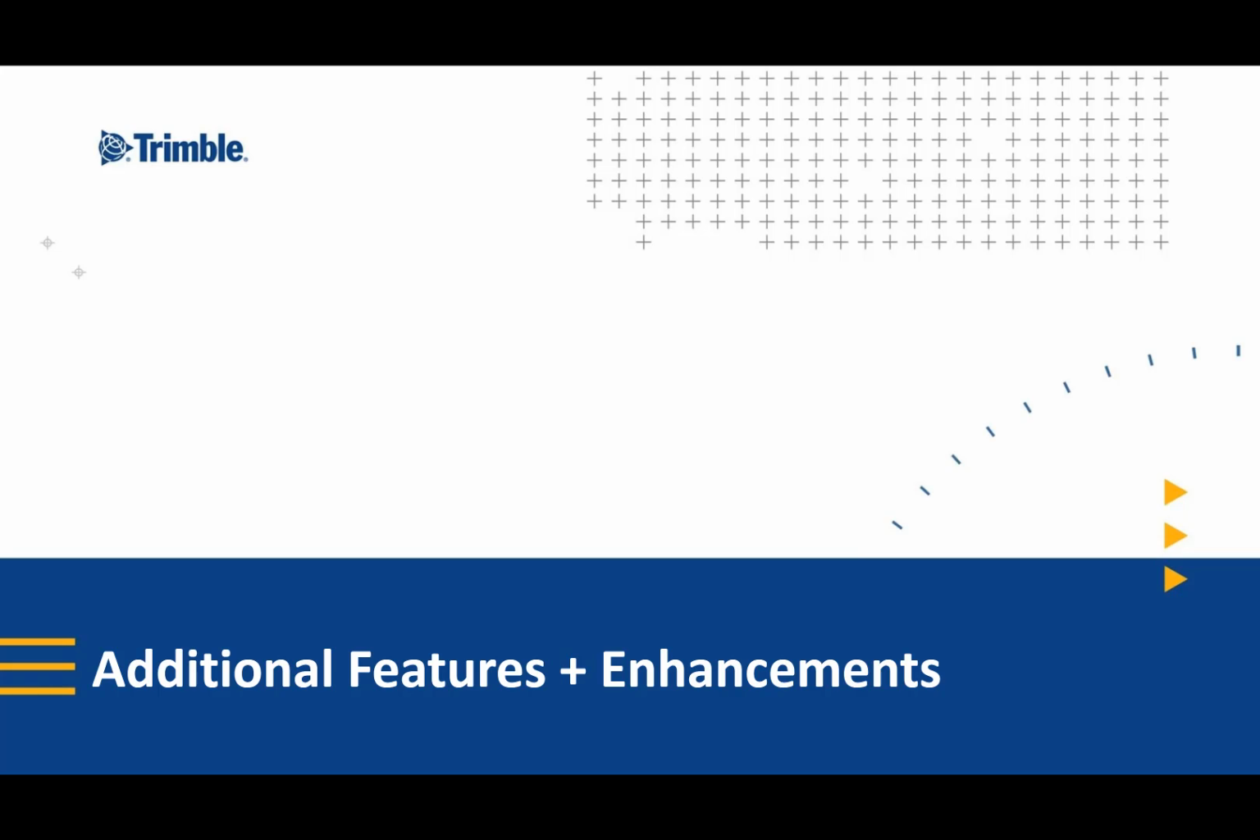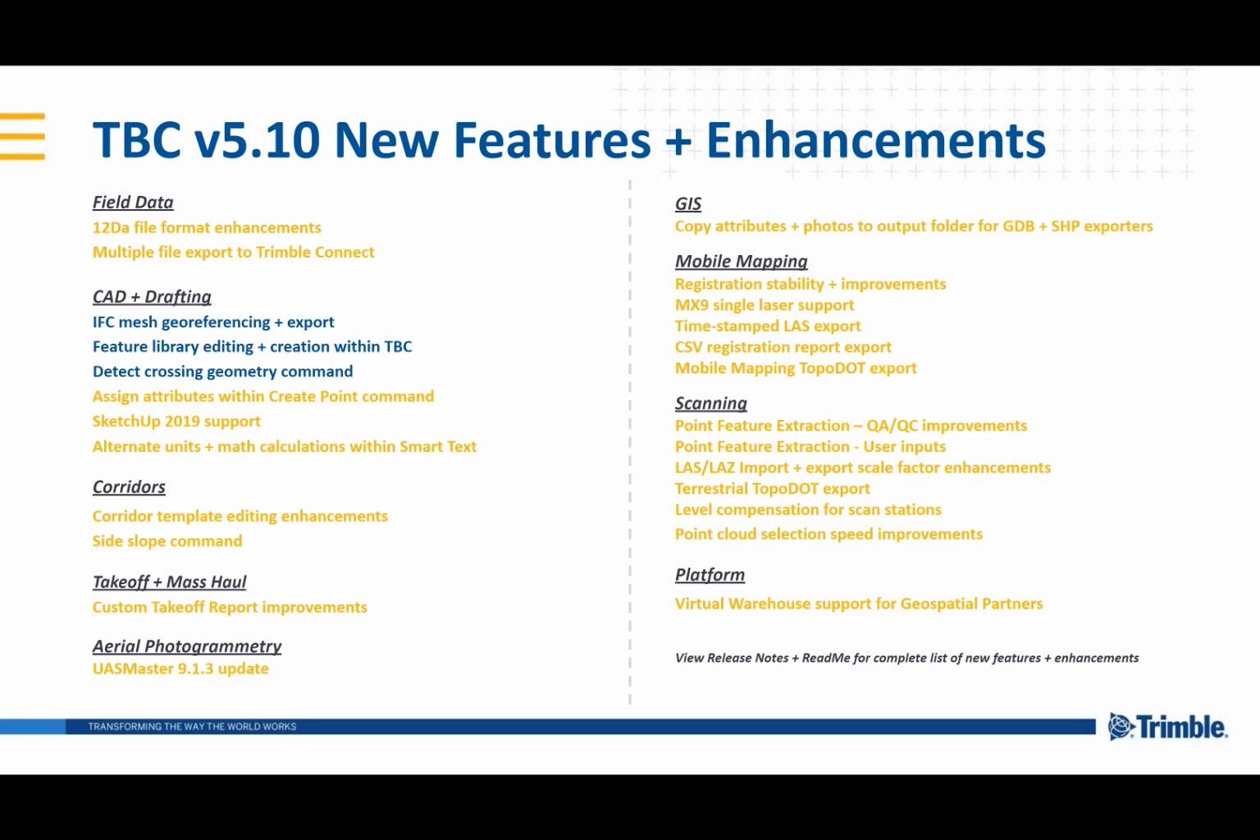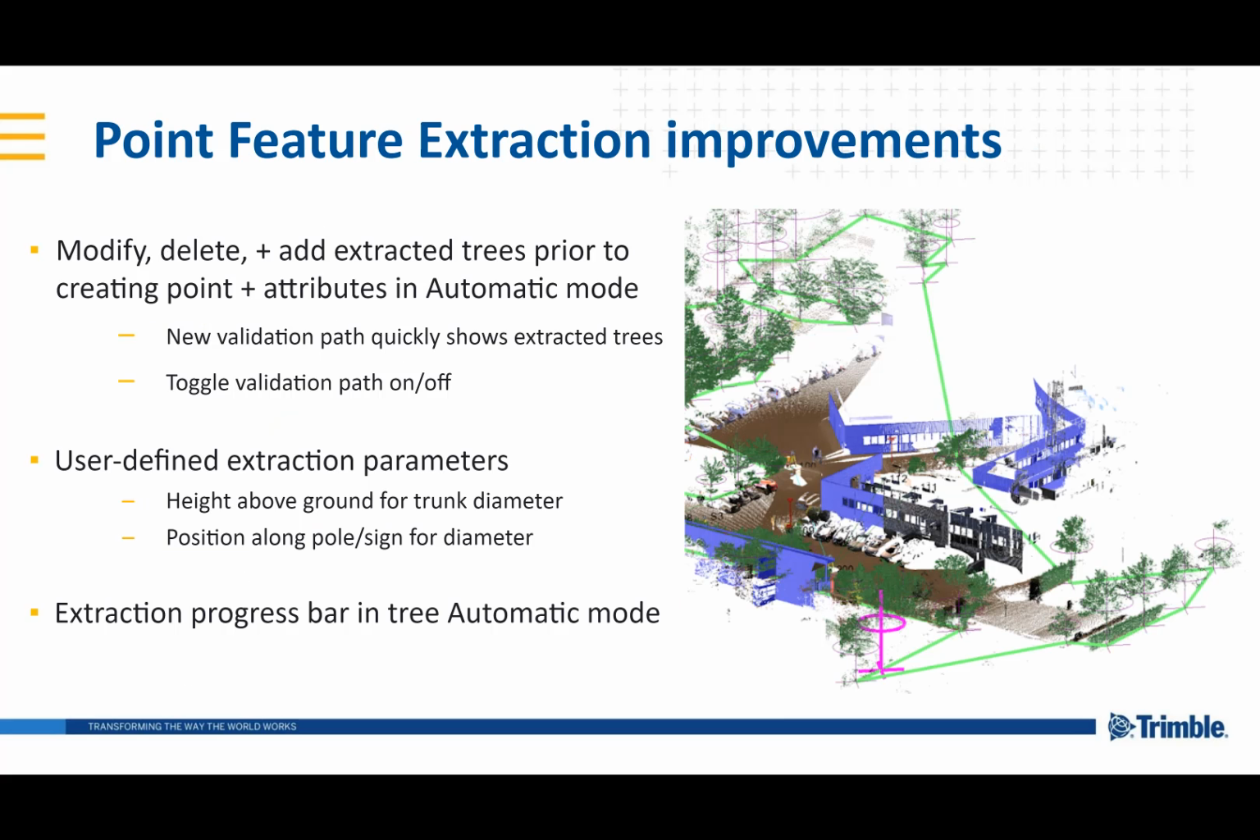Those three are just some of the highlights of TBC version 5.10. Here's the list of all of the major new features and enhancements that we've added in version 5.10. The three in the bluish text are the three that I've talked about, sort of those main message types of things. But as you can see here, there are many other very useful and value-adding commands in TBC version 5.10. To view all of them and to get further information at a very high level, take a look at our release notes or the README for a complete list. I wanted to highlight some of them here in this presentation.